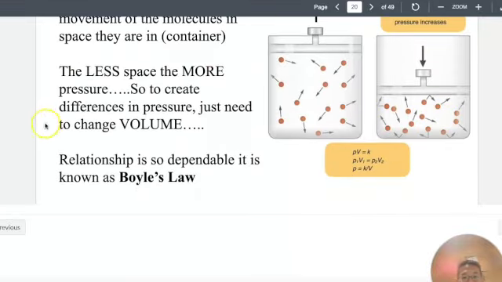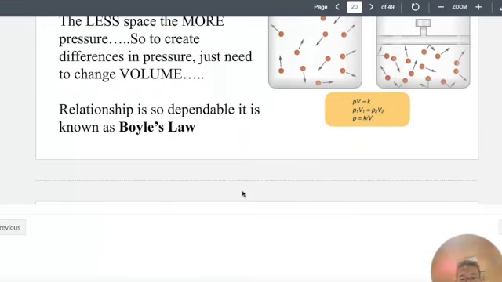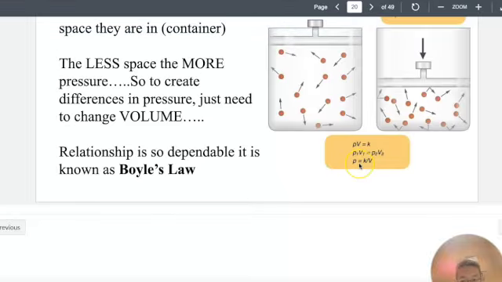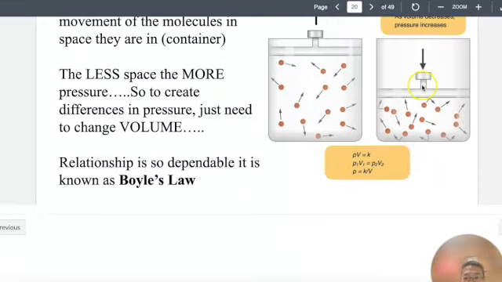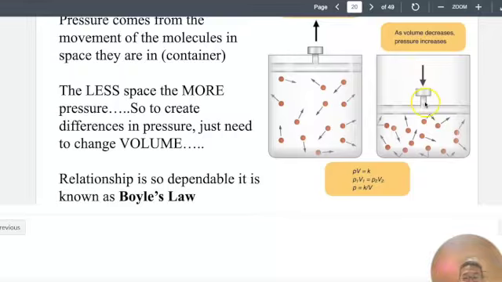So to create a difference in pressure, you just need to change the volume. So this is called Boyle's law. Of course you don't have to memorize this formula. Just know the increase of space, decrease of pressure, and increase of pressure, there's less space.